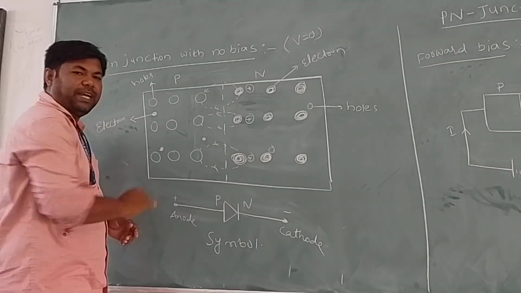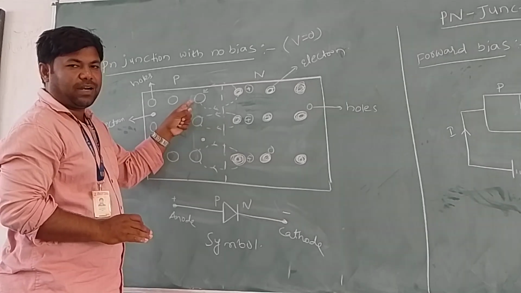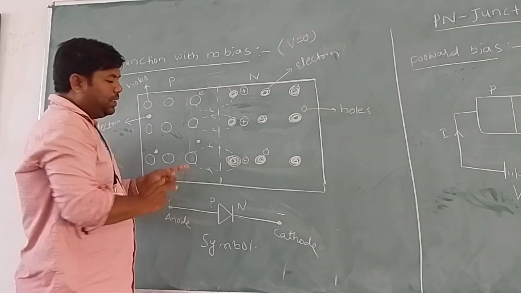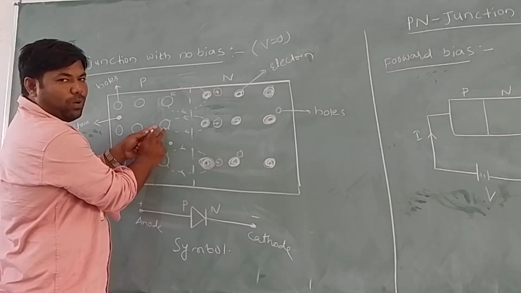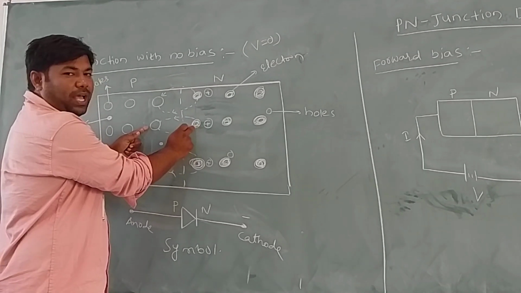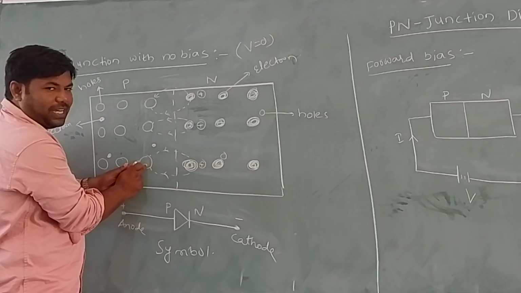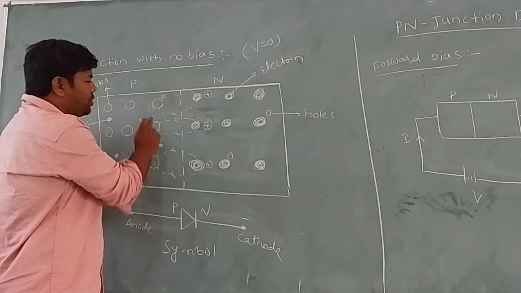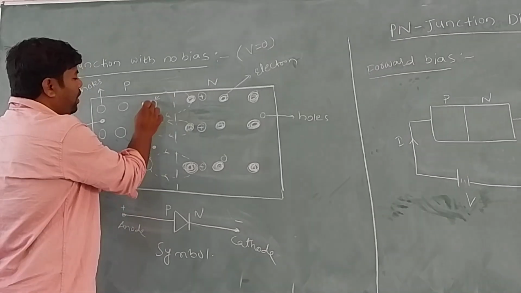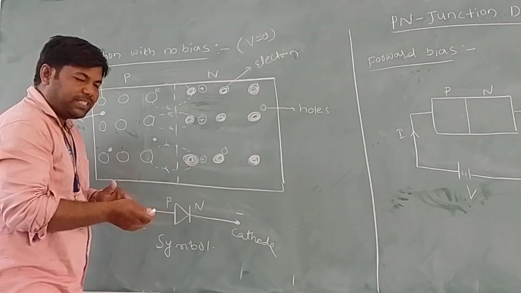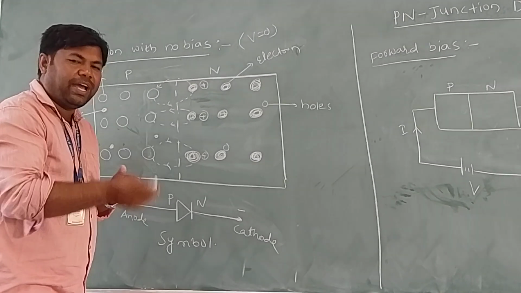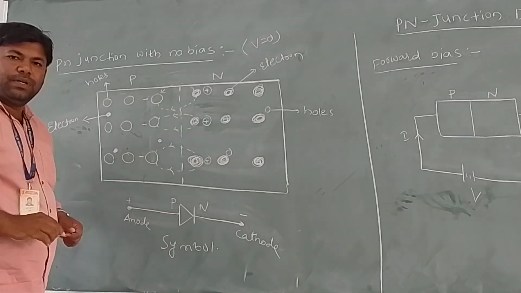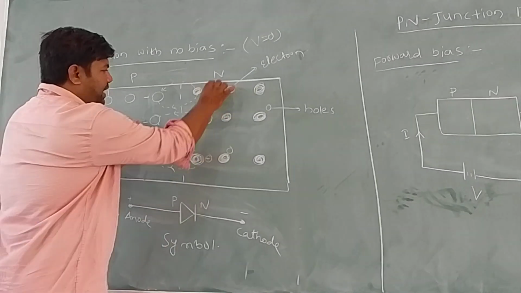In the same way, on the P side the majority charge carriers are holes. Holes cross the junction and enter the N region. Whenever they cross the junction, the holes disappear, which means a negative ion is generated. So negative ions are generated on one side and positive ions on the other.